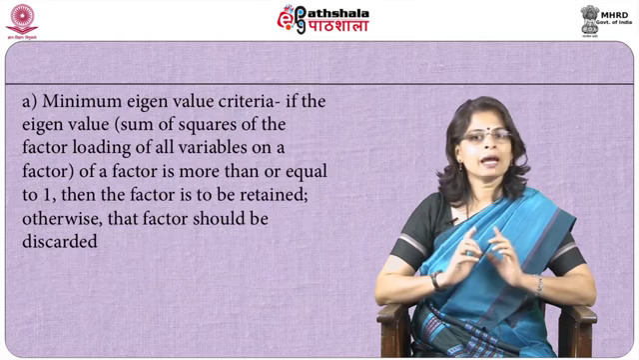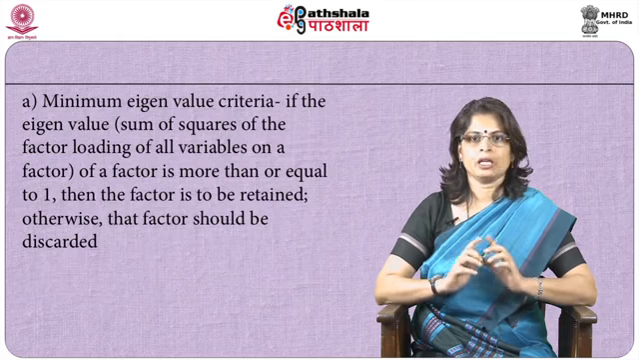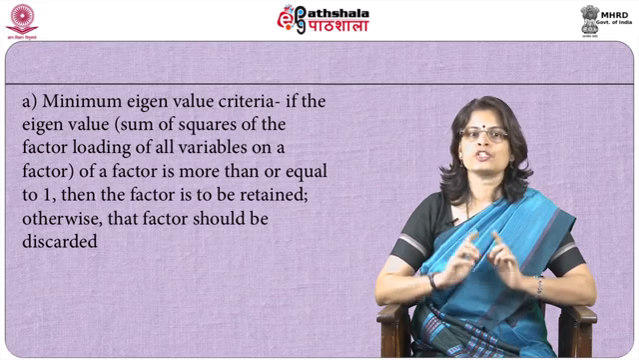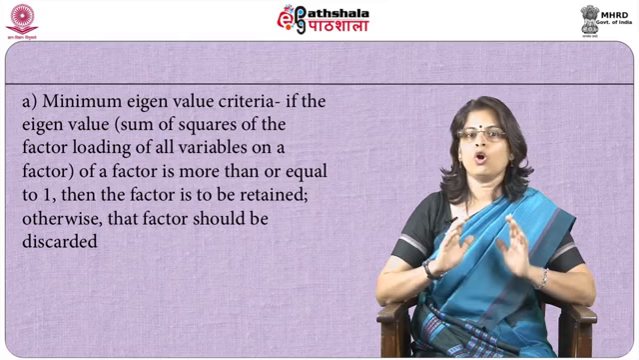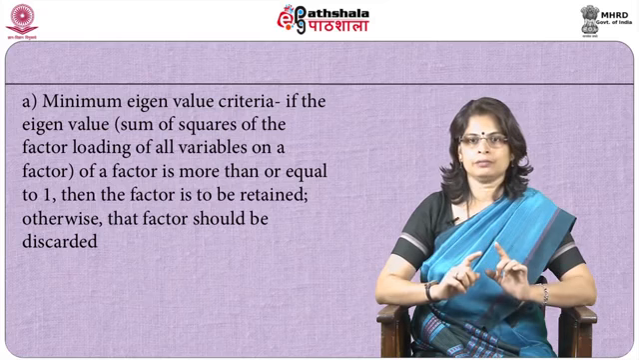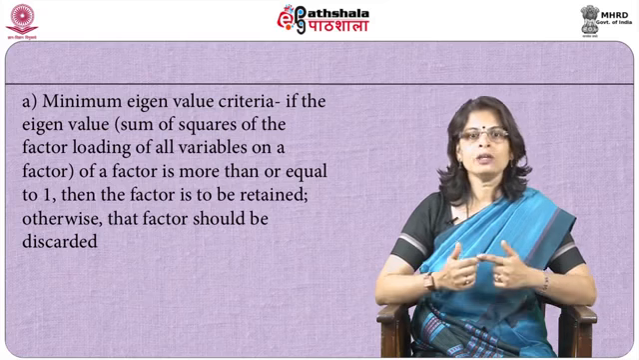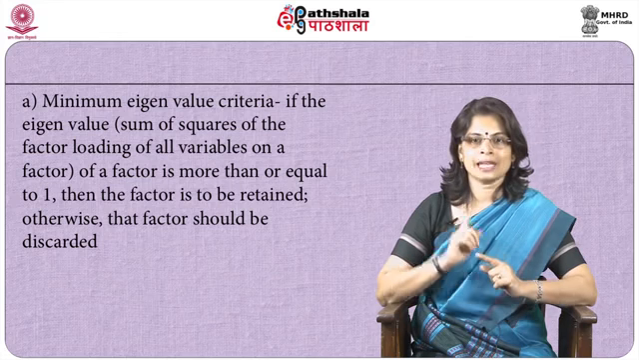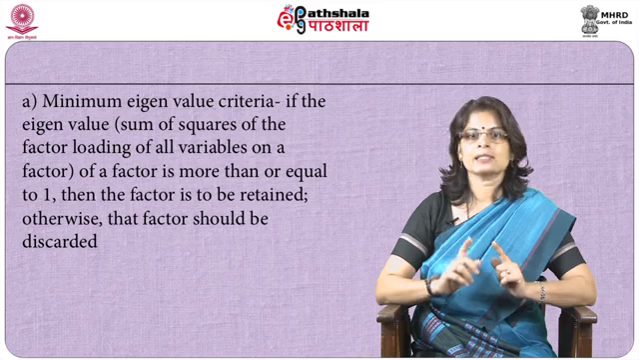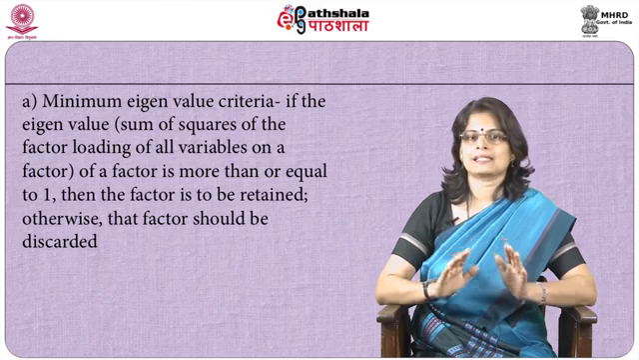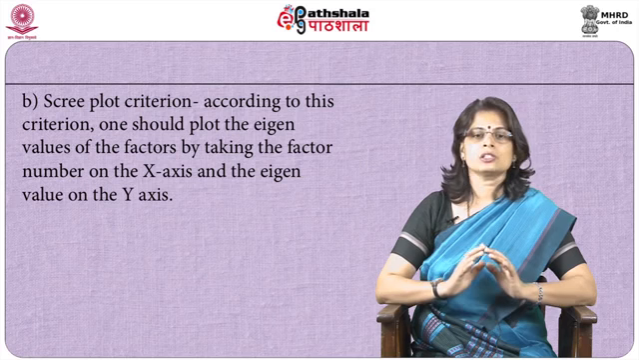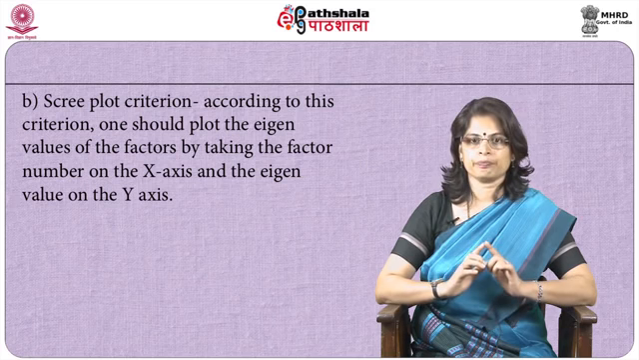First, minimum eigenvalue criteria. If the eigenvalue, that is the sum of squares of the factor loading of all variables on a factor, is more than or equal to 1, then the factor is to be retained. Otherwise, that factor should be discarded. The second criteria is termed as the scree plot.